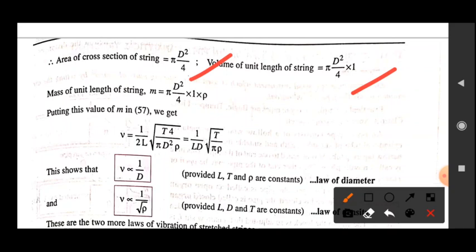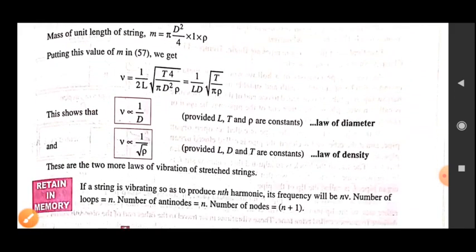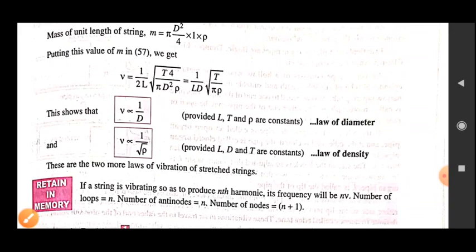If you put the value of m in the previous equation, nu is equal to 1 by 2l root T by m, you will get an equation in which nu is inversely proportional to d and nu is inversely proportional to root of rho. This means if all other things are constant, then the frequency depends on the diameter, and this is known as the law of diameter. Similarly, it depends on the density, which is called the law of density.